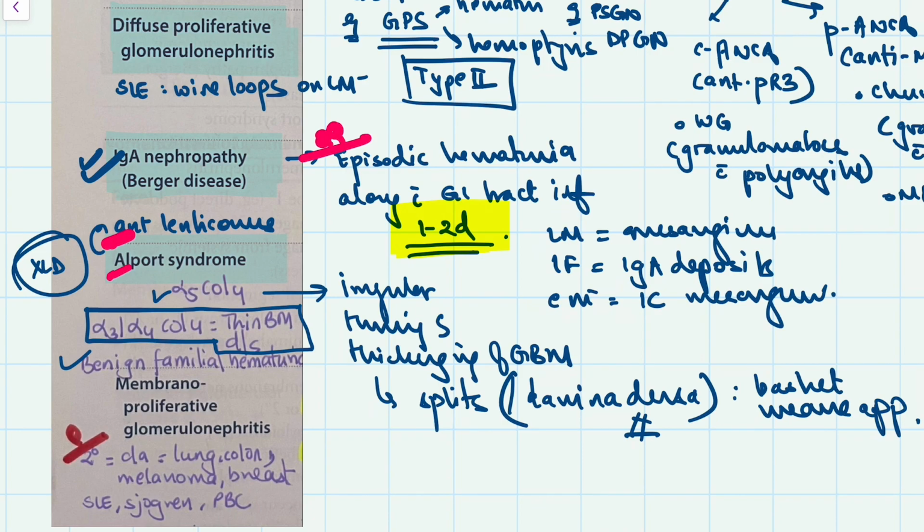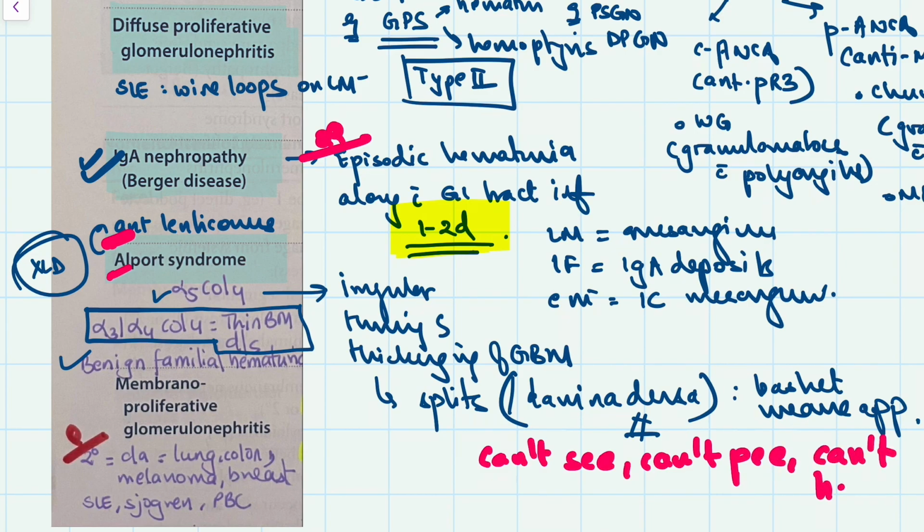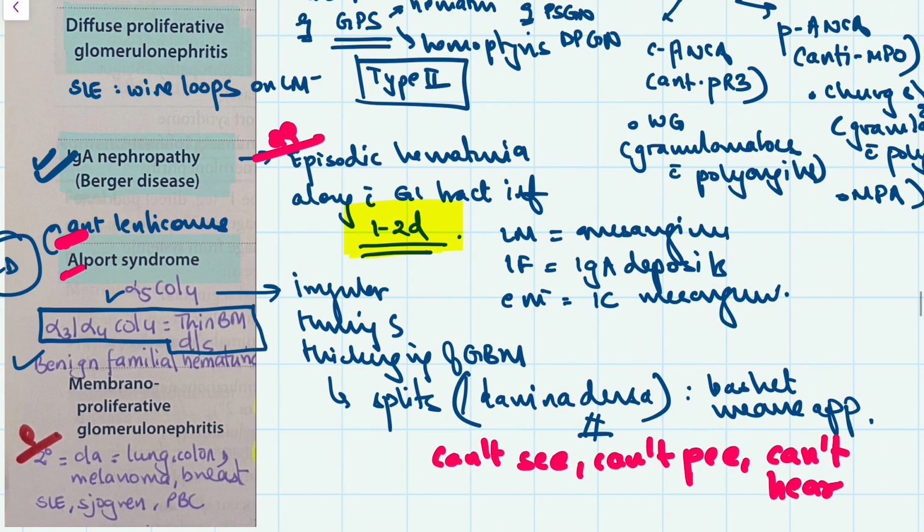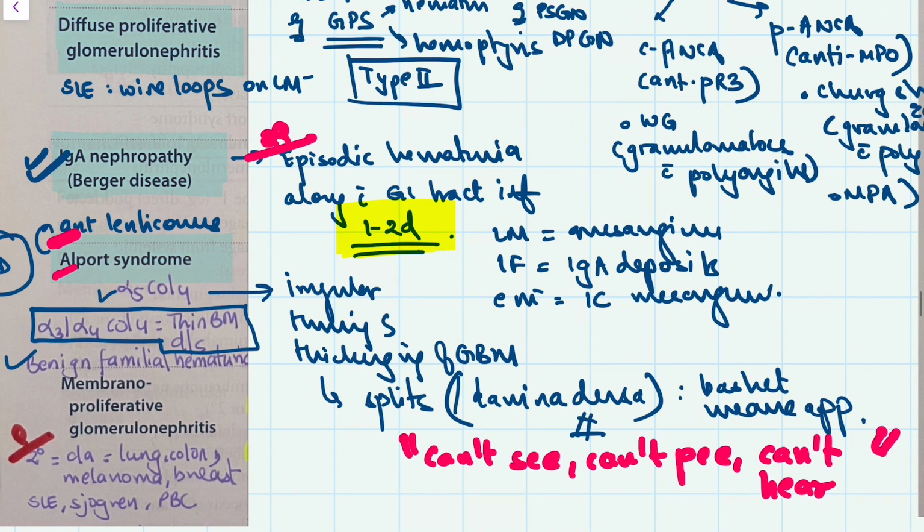Then the other conditions it is associated with are retinopathy, glomerulonephritis that we already saw due to the basement membrane splitting, right? There can also be sensorineural defects. So how do you remember Alport syndrome? In medical college we were told that the patient can't see, can't pee, and can't hear. You might also remember another condition with this: can't see, can't pee, can't climb a tree. That's Reiter's disease. We'll do that when we start with the vasculitis and rheumatology. So can't see, can't pee, can't hear is Alport syndrome.